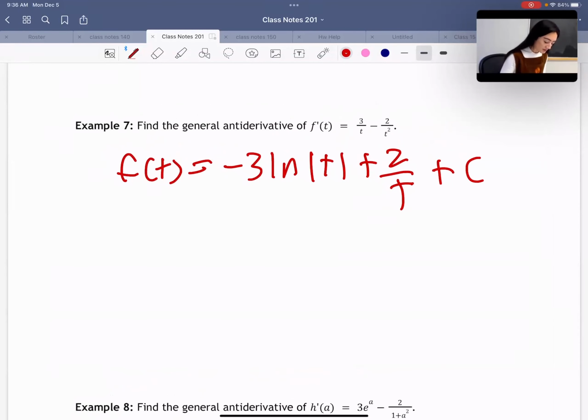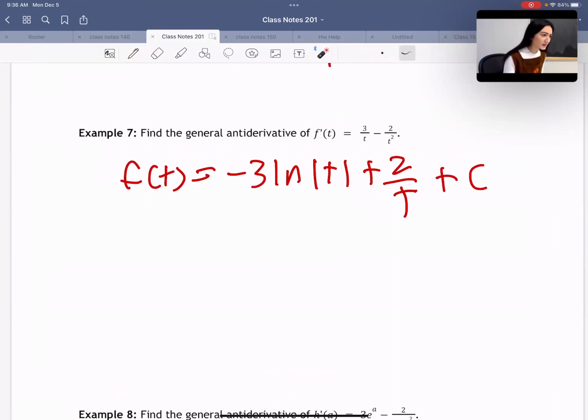So we want to find the antiderivative of 3 over t minus 2 over t squared. I got Jude to write this one up, right? Do you want to take us through how you got your answer? So the first part, 3 over t, is recognized as the derivative of the natural log.